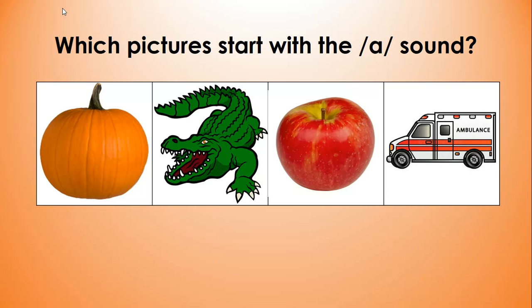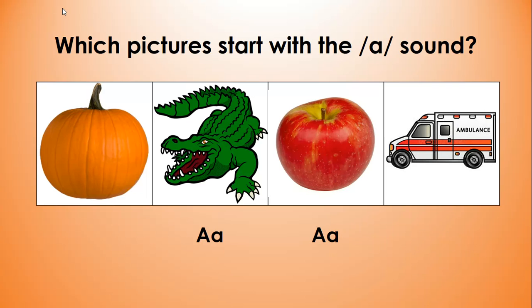Alligator. I hear the short A sound at the beginning of the word alligator. Alligator starts with the letter A, or the short A sound. Next picture, apple. Apple begins with the short A sound, or the letter A.